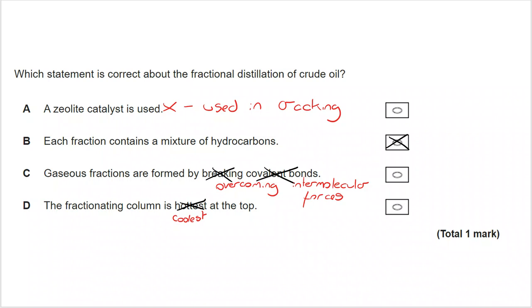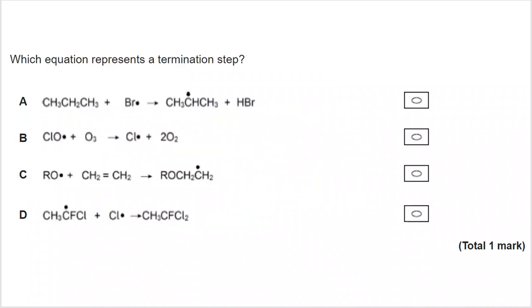Each fraction contains a mixture of hydrocarbons. Petrol, for example, is not C6H14, but it might contain C6H14, C7H16, and C8H18. Okay, next question.